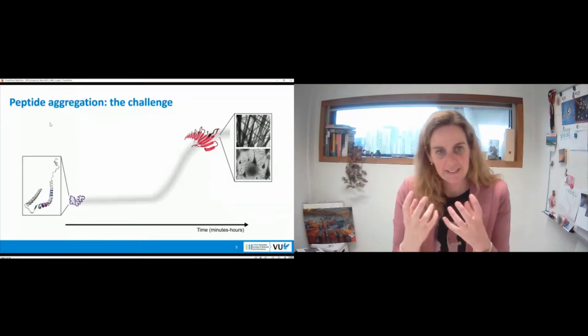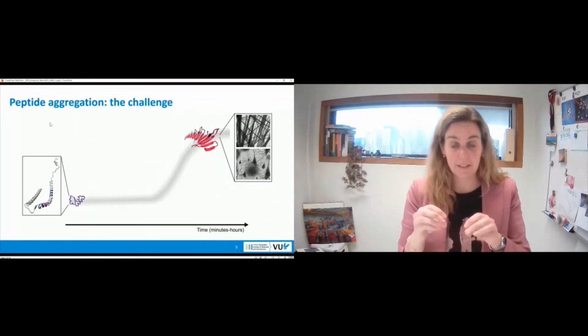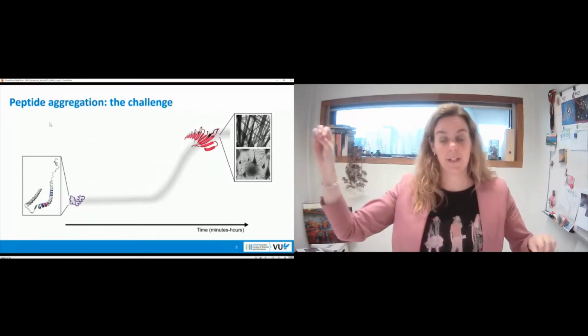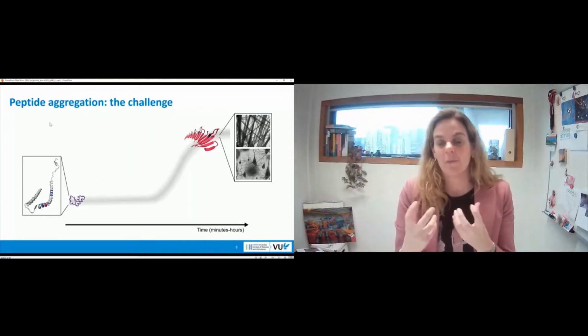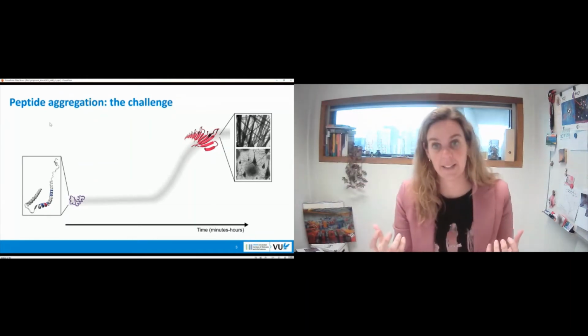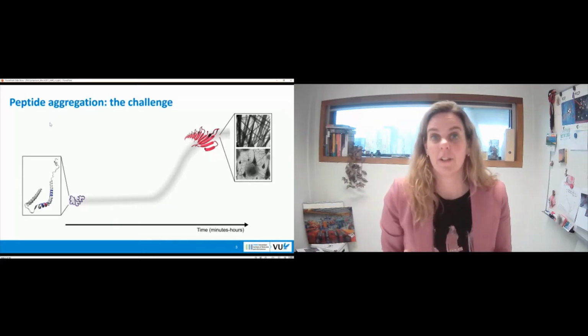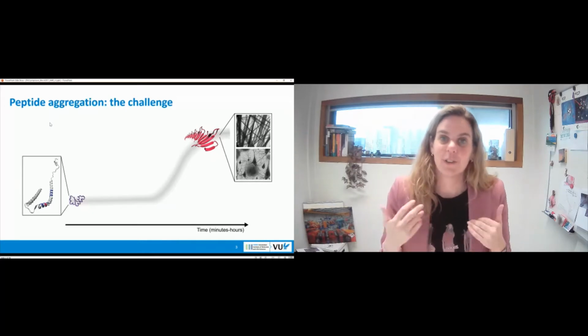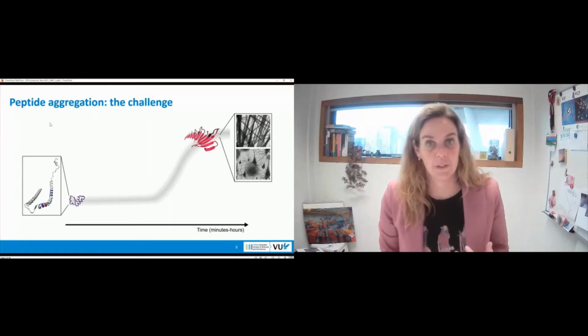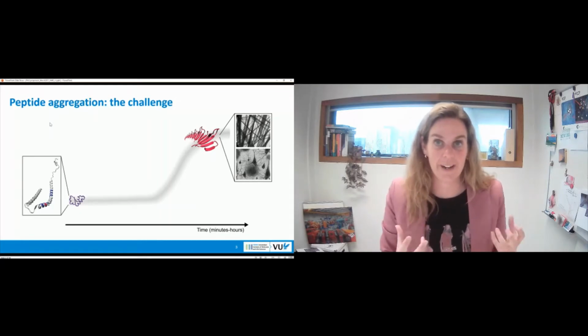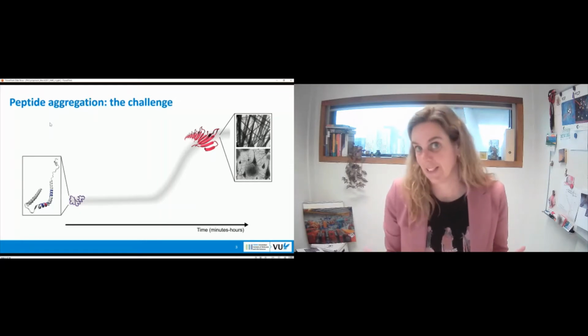But the problem is that the most toxic species is the one that's actually in between these two points. When it starts to unfold and aggregate, and these early, what we call oligomers, they are the most toxic for us. So, of course, that is the ones that we want to understand, to study, and why, what's the structure, what can we learn about them?